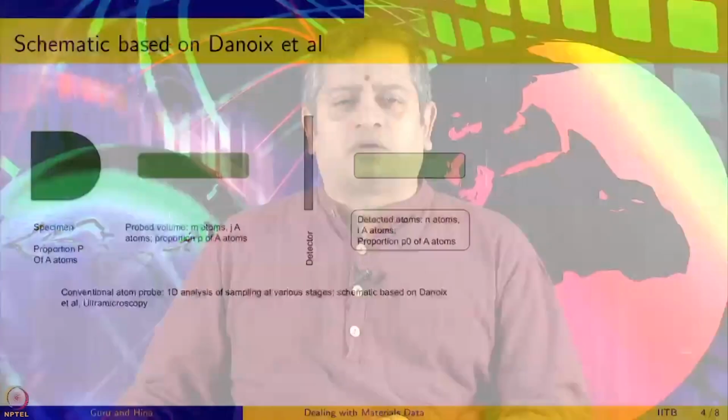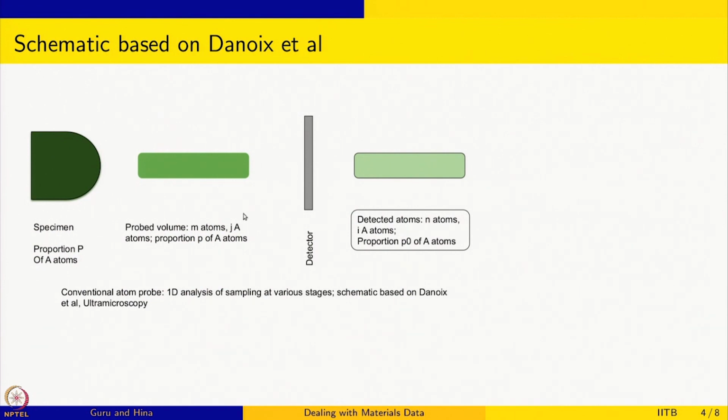So, we have P proportion of A atoms in the specimen, out of which we pull out M atoms, and J of them are supposed to be A atoms. So, P is basically J by M, that is the proportion of A atoms, out of which N atoms get detected, and I of them are A atoms. So, I by N happens to be P0, which is the proportion of A atoms at this stage after the atoms are detected.